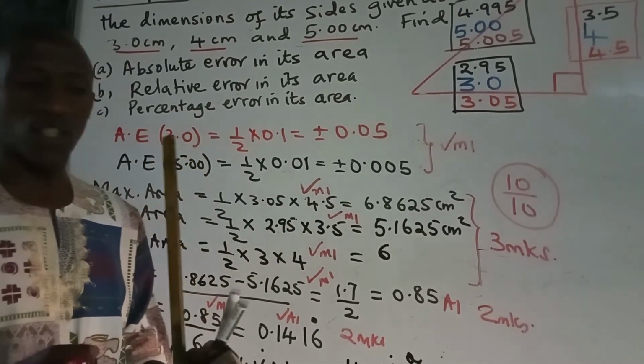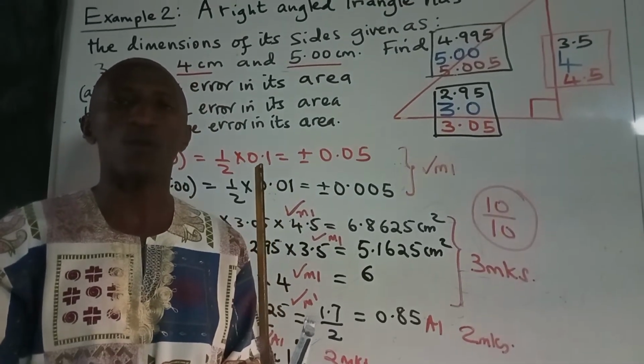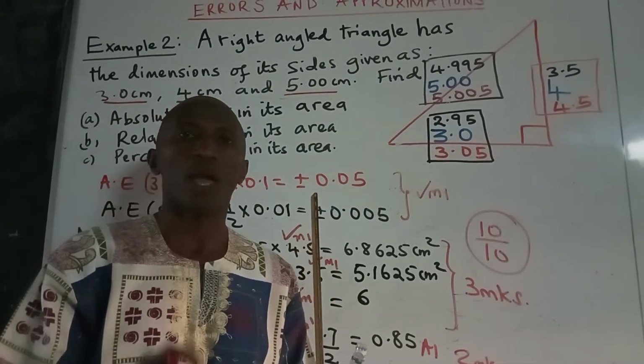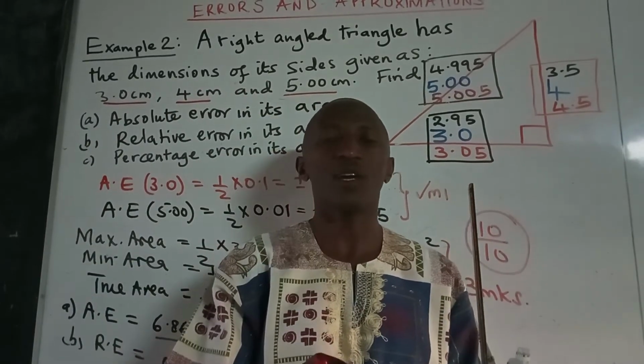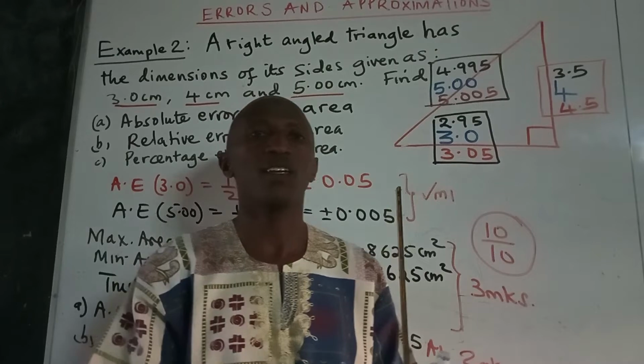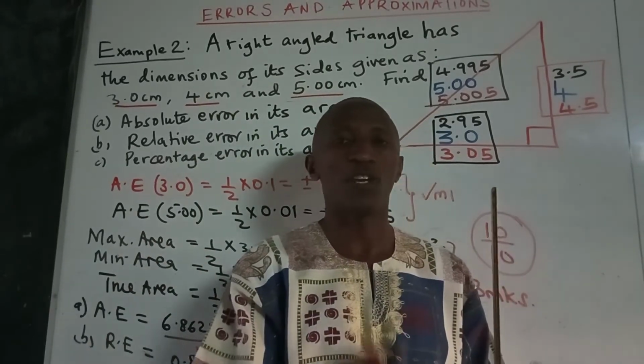Viewers, I would like us to look at the last part, and this is going to involve division. How do we get absolute error, relative error, and percentage error in dividing? That will be coming up in example number 3.